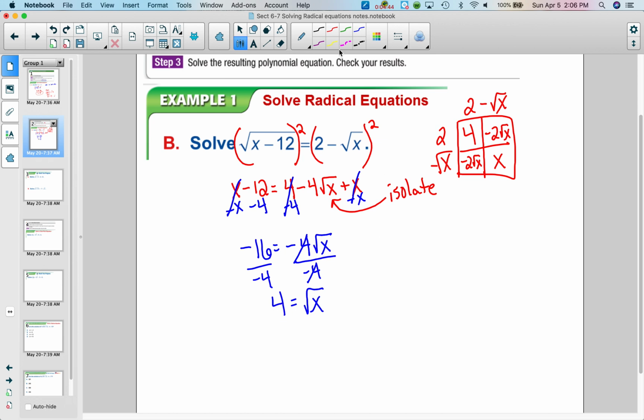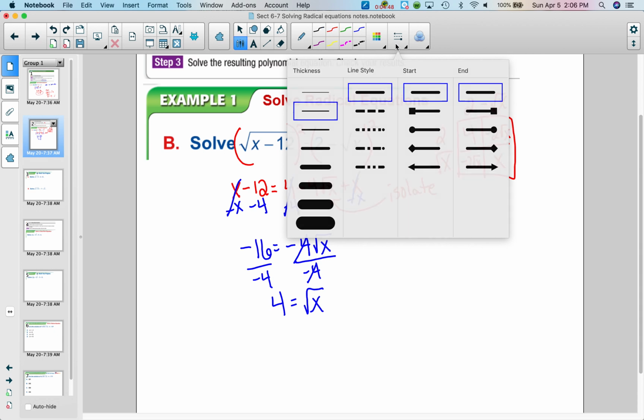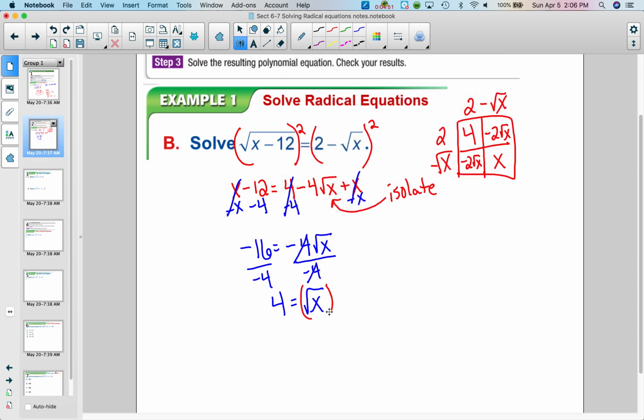4. And now I need to undo the square root, so I square both sides. I'm going to put the x on this side. So I get x equals 16.